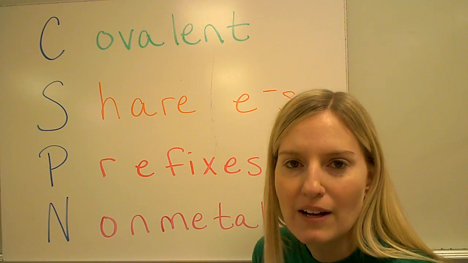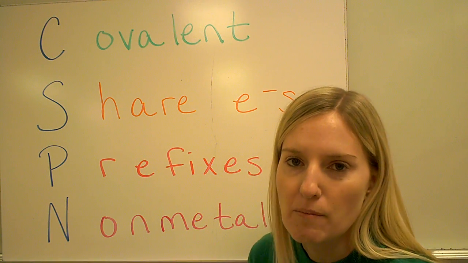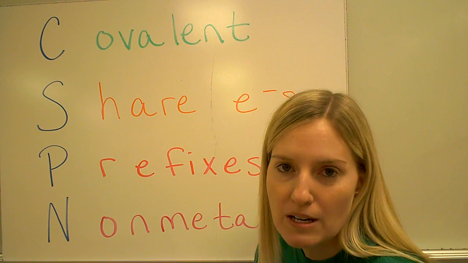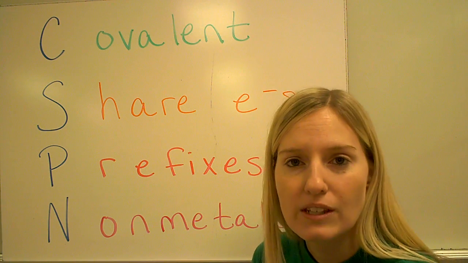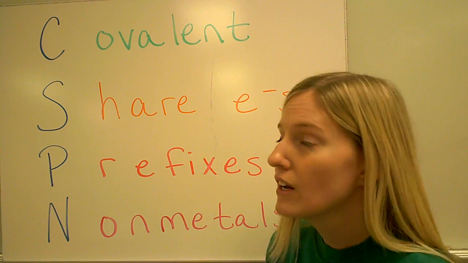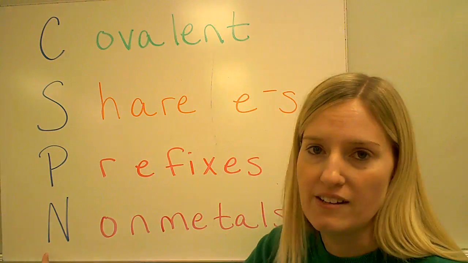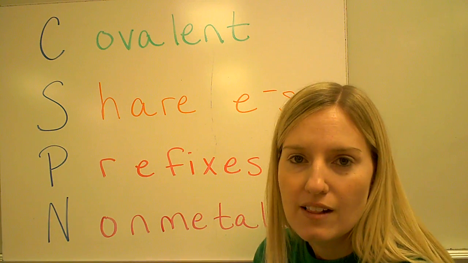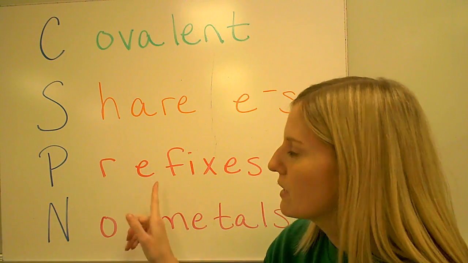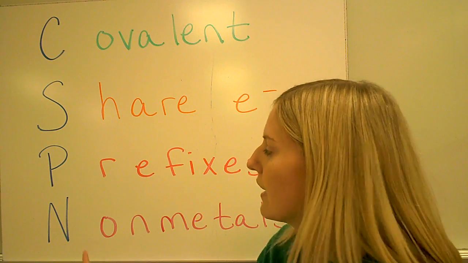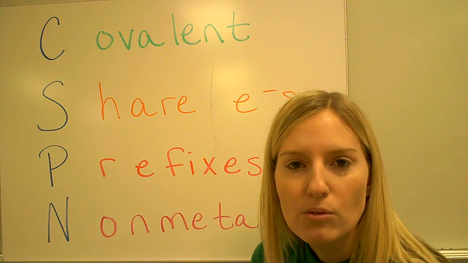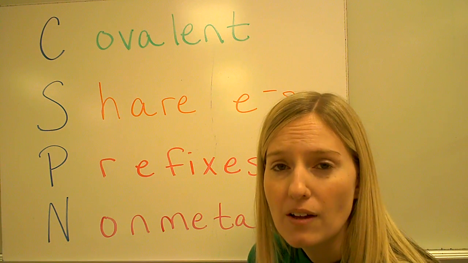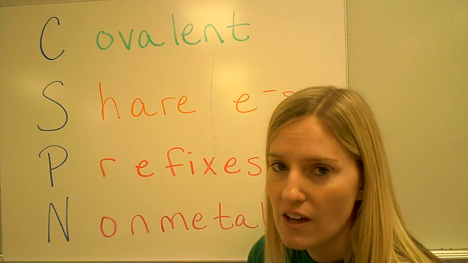When we name compounds that have covalent bonds in them, we use a specific set of rules. So let's review a little bit about our covalent bonds. When we think of covalent bonds, we want to think of our CSPN. The C is for covalent, the S reminds us that they're sharing electrons, the P means that we're using our prefixes, and the N reminds us that we only use these rules when I have a non-metal bonded to another non-metal.